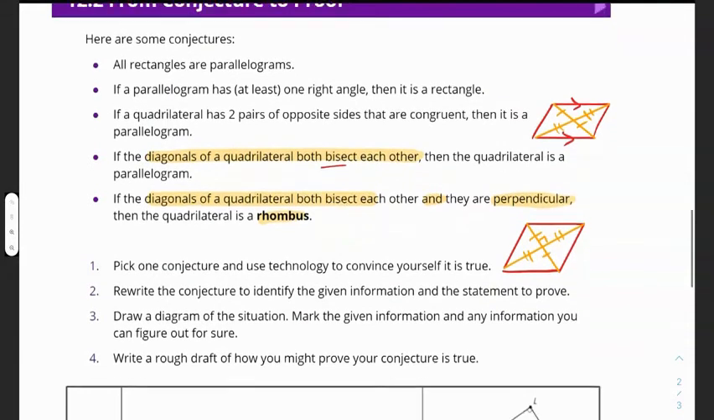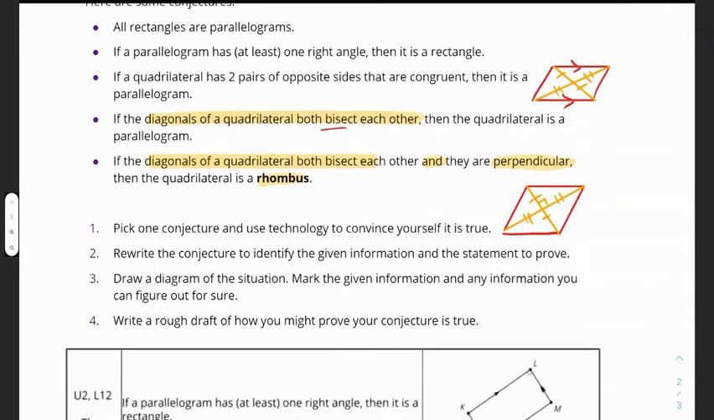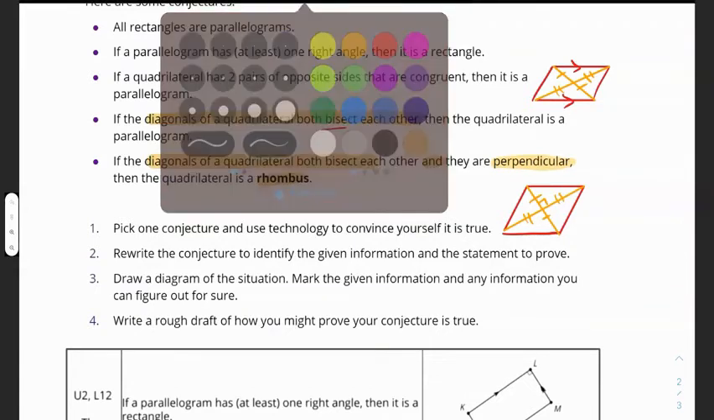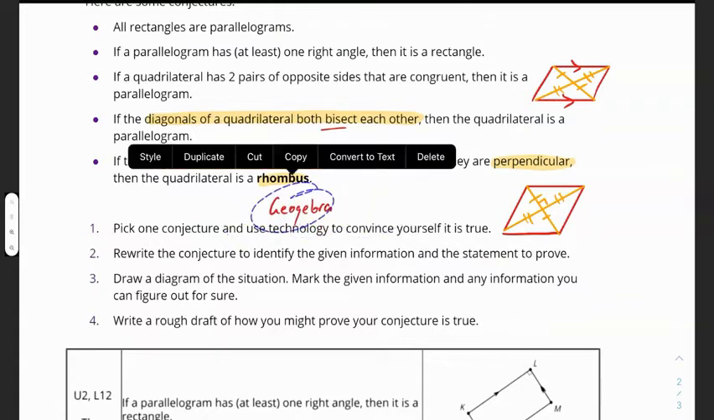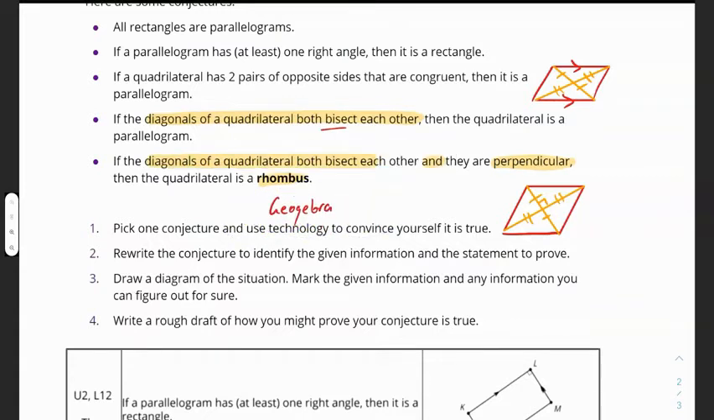All right, so pick one conjecture and use technology to convince yourself this is true. So I highly recommend that you use GeoGebra and test those ideas. Like how I just drew my shapes, but you can totally use GeoGebra to construct your own situations.